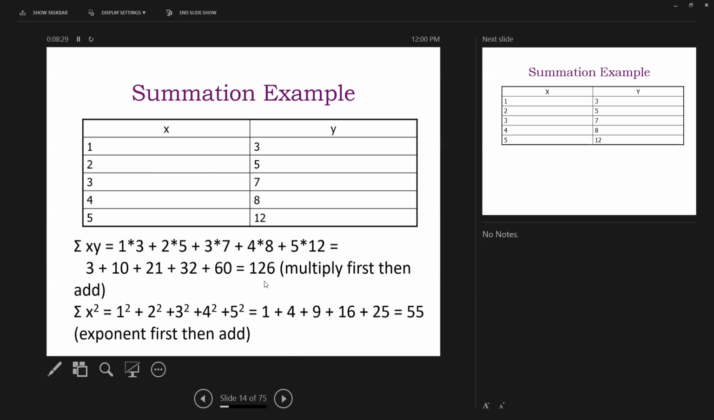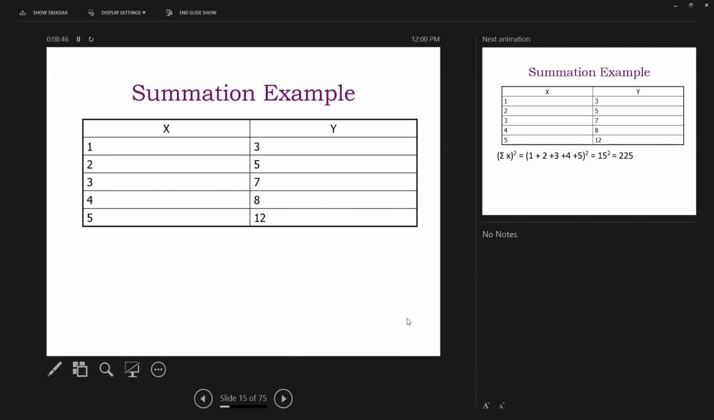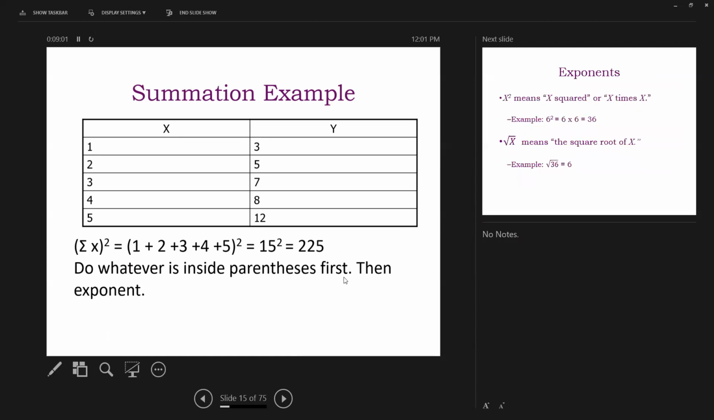What if we have sigma x squared? This means we have to square all the values of x, then add them up, because in PEMDAS, exponents come before adding. So 1 squared plus 2 squared and so forth equals 55. What about sigma x, quantity squared? Parentheses come before exponents, so we have to add them all up first, then square them. So 15 squared equals 225. Do whatever's inside parentheses first, and then the exponent.